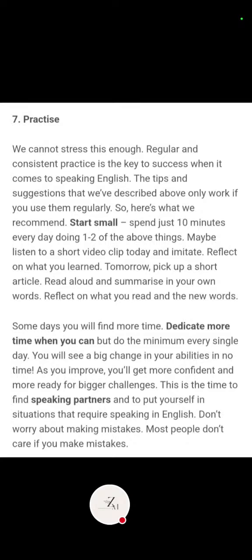Once you cross the beginner level, all you need to do is record yourself, speak out, speak with your friends, and inshallah one day you will be able to speak in front of a huge audience. That is all about speaking skills.